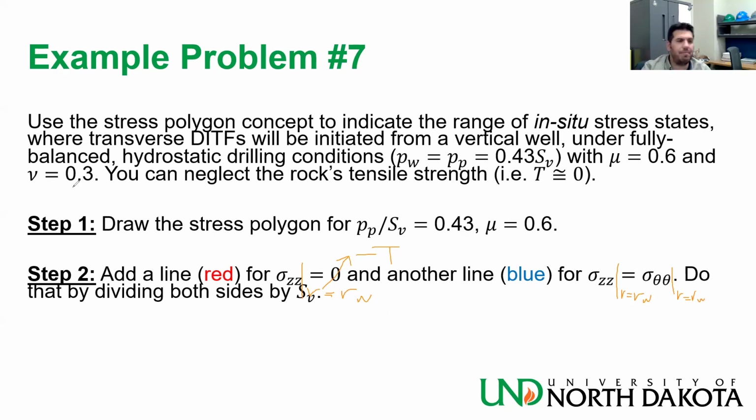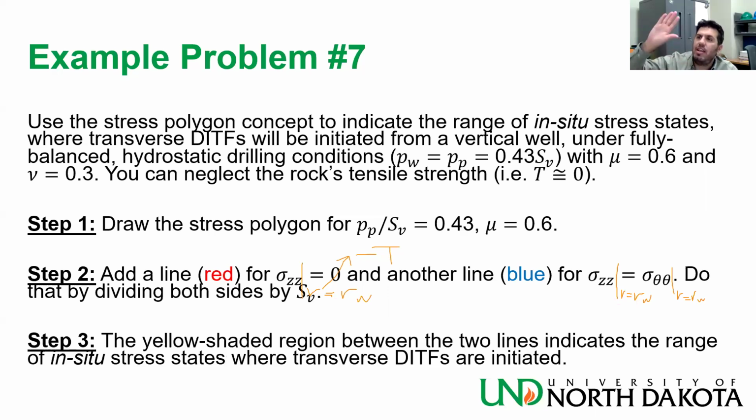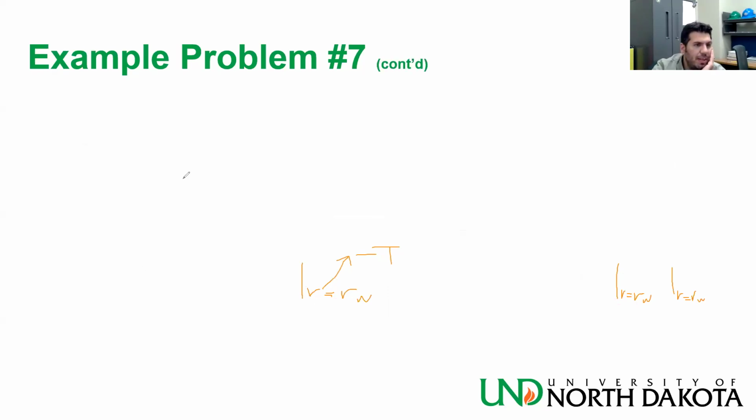Now, I'm not the one who did these plots, so I don't really use my own color scheme on that. But ultimately, they do the same thing, just different colors. So you draw these polygons, and then shade in yellow the region between those two lines that indicates the range of in situ stress states where transverse DITFs are initiated.